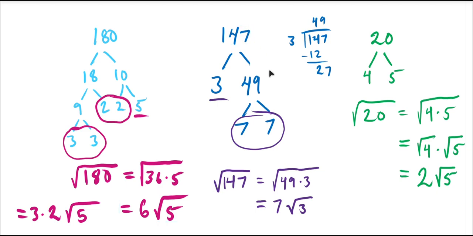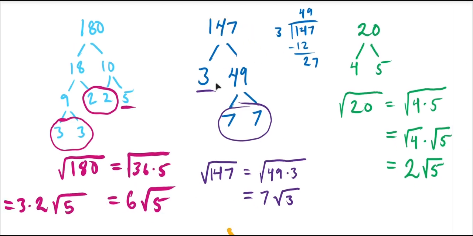Same thing with 147. If we break this up, we can see that a 3 could come out and a 49 remains. 49 is a square, so if we write the square root of 147 as the square root of 49 times 3, we're really just taking the square root of each part here, and the square root of 49 reduces to 7. So the square root of 147 is 7 radical 3.